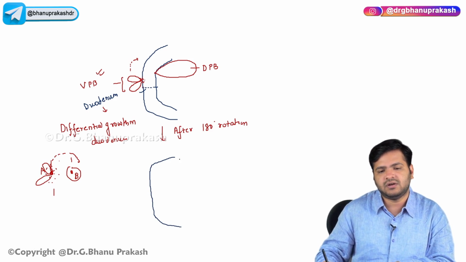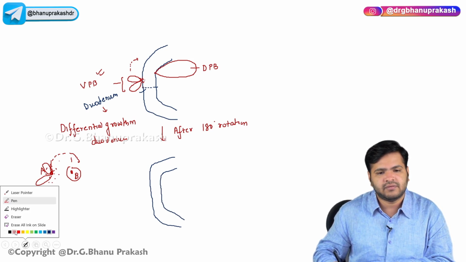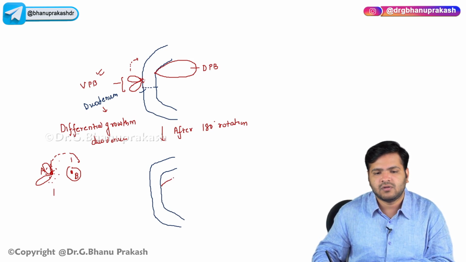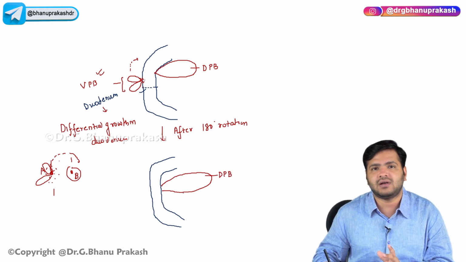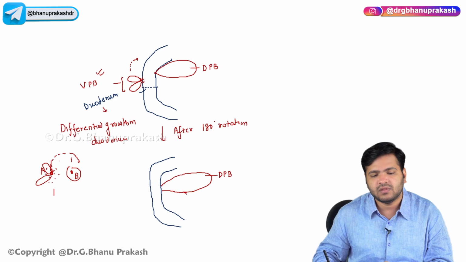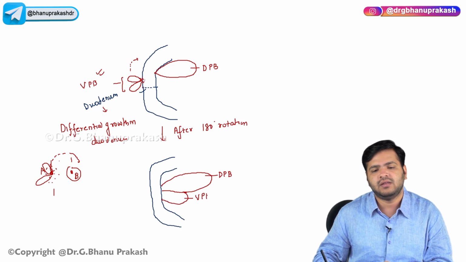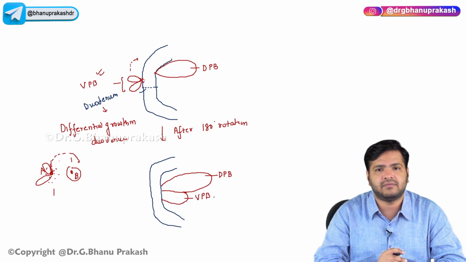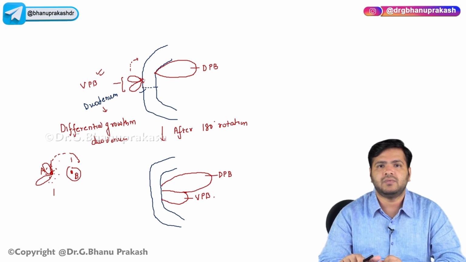So let us suppose this is the duodenum, the C-shaped duodenum, and in this duodenum, this is the dorsal pancreatic bud, and yes, the ventral pancreatic bud will also come over here, right? And these two buds will fuse, giving rise to only one bud. Now they will fuse with each other.